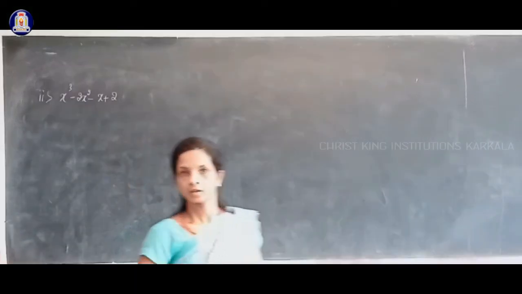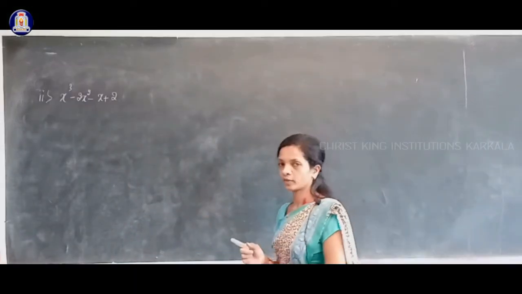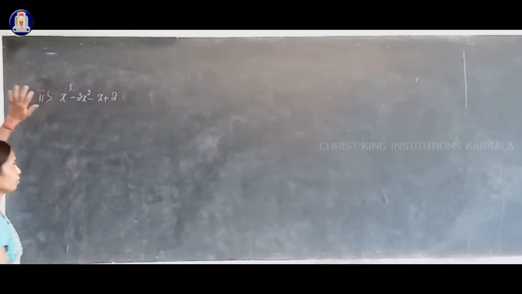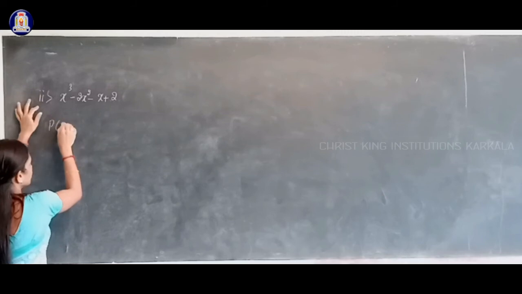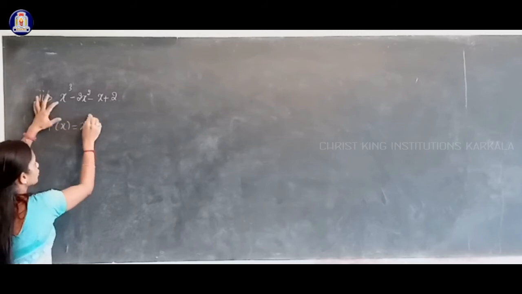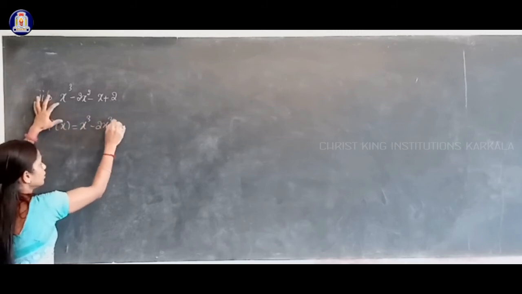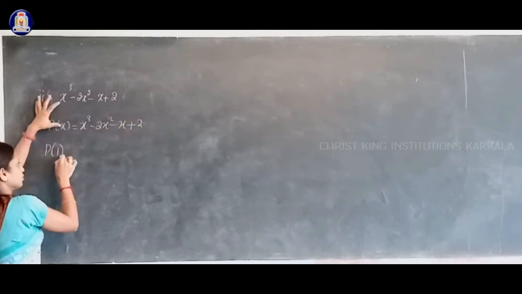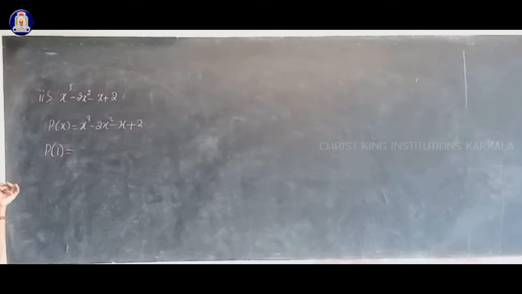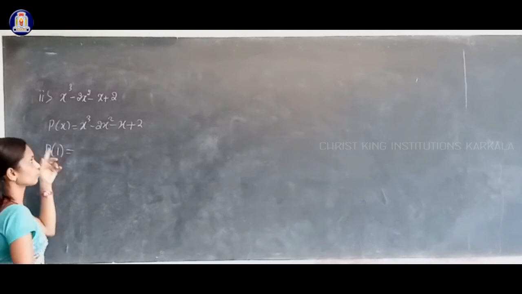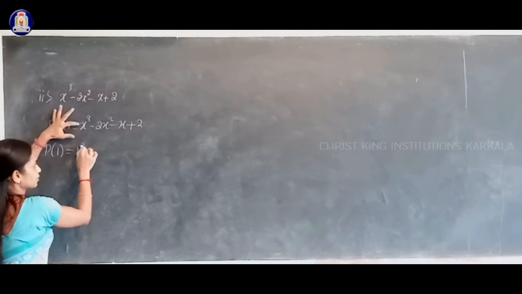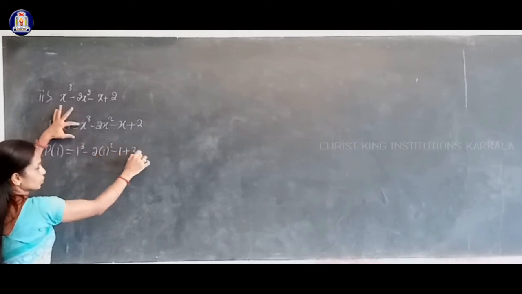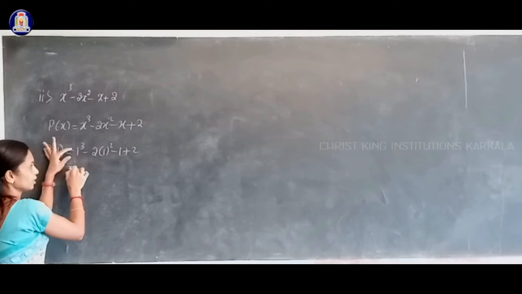Okay, thank you. Next is x cube minus 2x square minus x plus 2. Take this polynomial as p of x. p of x is equal to x cube minus 2x square minus x plus 2, and after that you have to see whether p of 1 is 0 or not. So take p of 1: each x you replace by 1, giving 1 cube minus 2 into 1 square minus 1 plus 2. Any power of 1 is 1, keep that in mind.